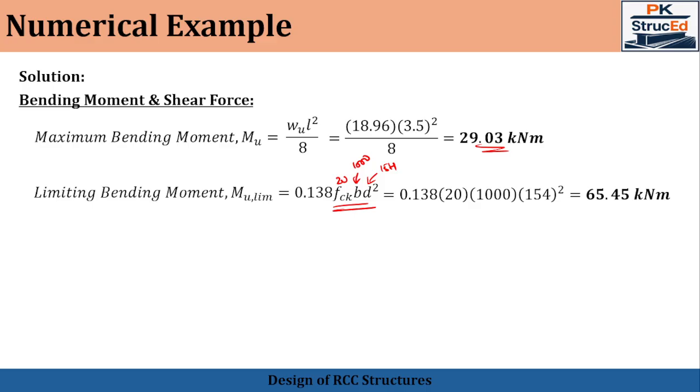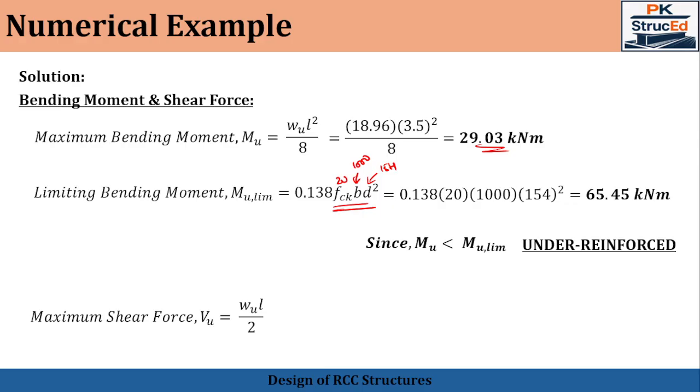Now checking these two cases, we can see that Mu is less than Mu limit. Therefore, the section will be treated as an under-reinforced section. As you know, an under-reinforced section has advantages: the member will behave as a ductile one, it will show visible cracking before it fails, and it is economical compared to the over-reinforced section. Therefore, under-reinforced sections are preferred in practice.